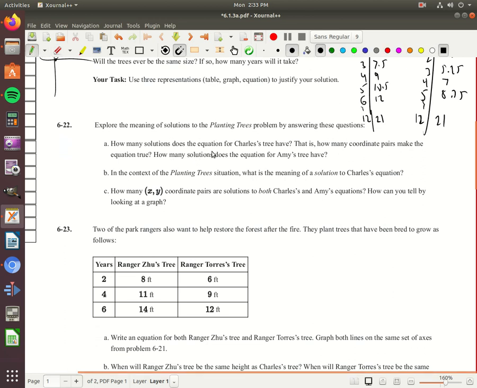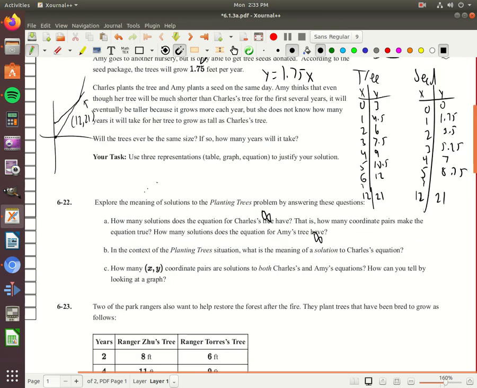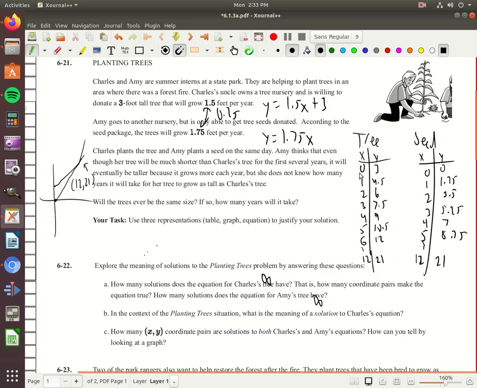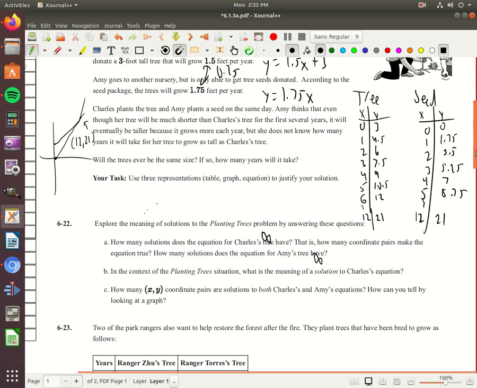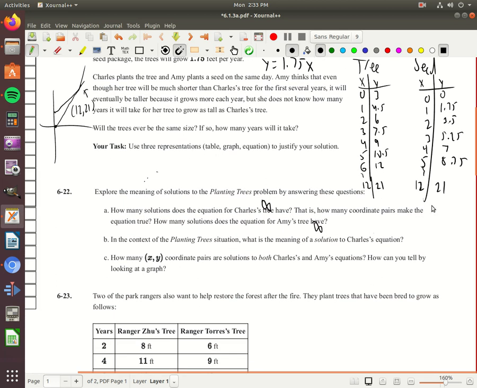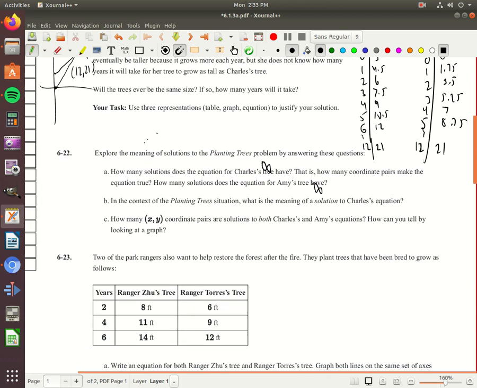All right, so explore the meaning of the solution of the planting trees problem by answering these questions. How many solutions does the equation for Charles' tree have? It has infinite solutions. How many solutions does Amy's tree have? It also has infinite solutions, right? Because each of these is its own point, at half a year, at 1 1/4 years, or 1.27 years, etc., and it keeps going. So we have all these different answers.